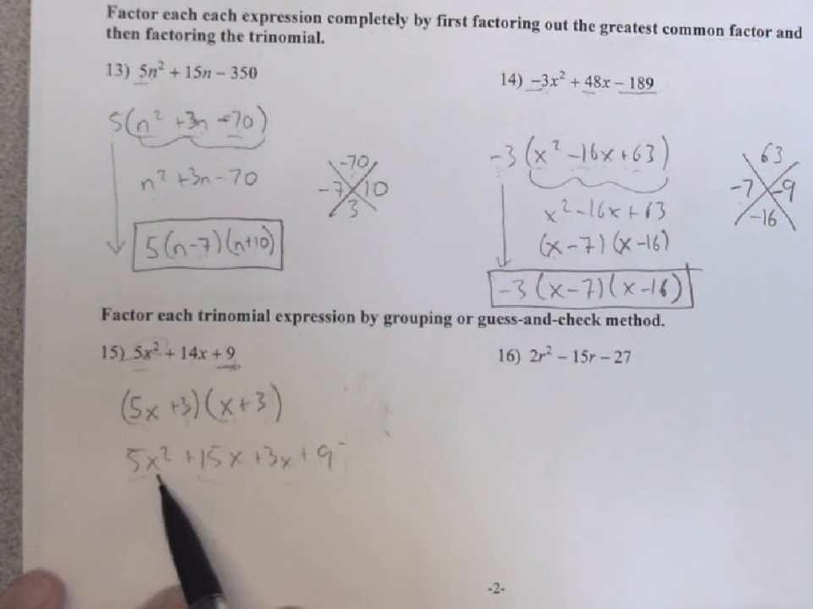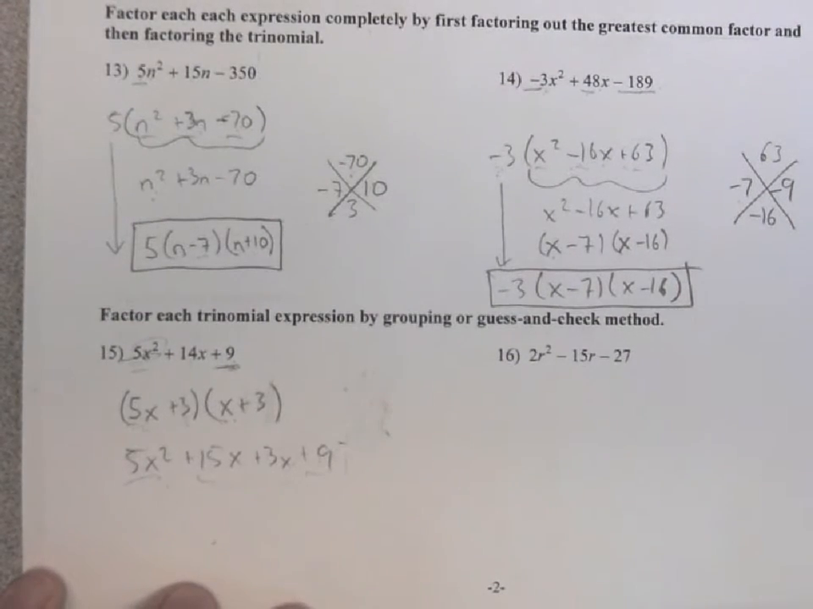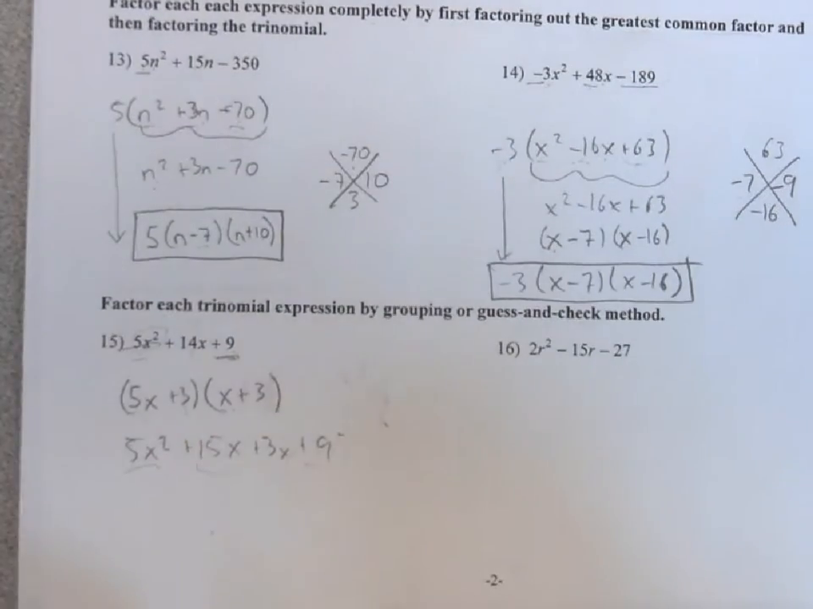Notice, I have the first term correct. I have the last term correct. I just didn't get the right middle term. I got an 18 instead of a 14. Okay, so I got to go back to the drawing board again, and I got to try something else.